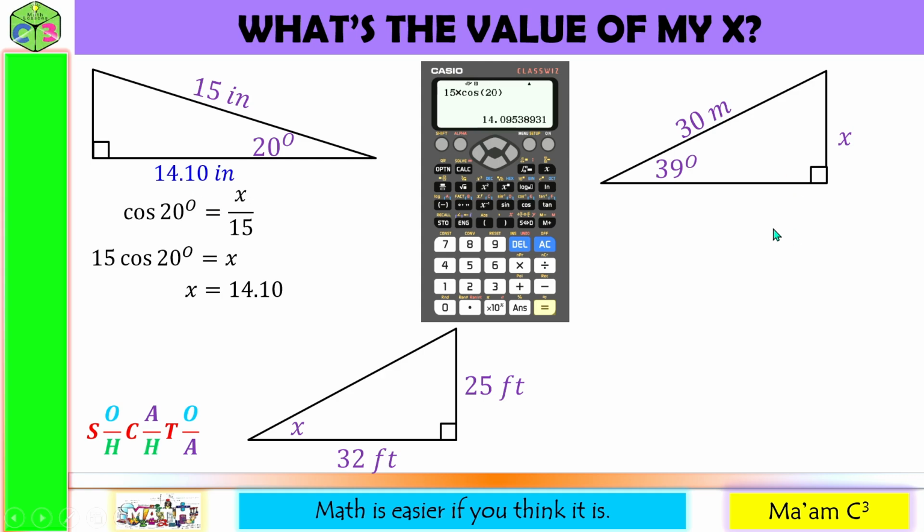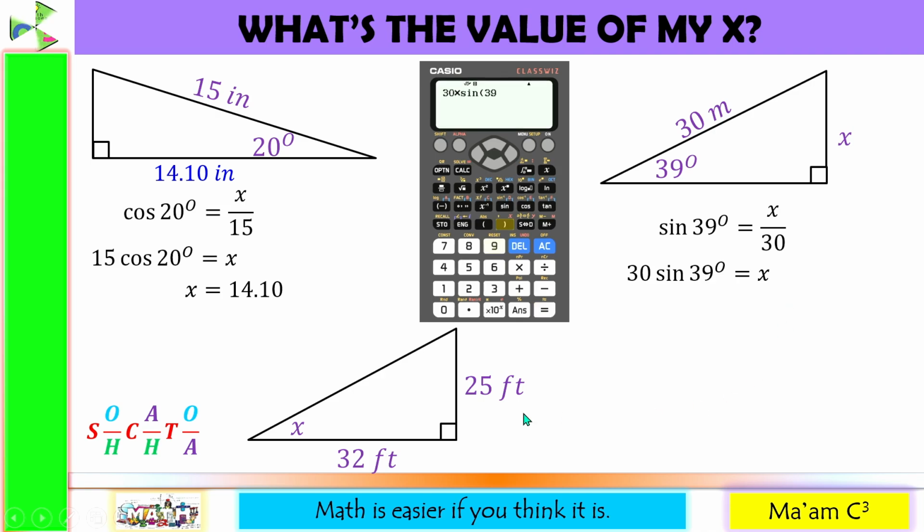Let's solve this one. In reference to this angle, this side is the opposite, while this one is the hypotenuse. So which trigonometric ratio involves opposite and hypotenuse? That would be sine. So sine 39 degrees is equal to x over 30. Cross multiplication, 30 times sine 39 degrees is equal to x. Let us solve for x.